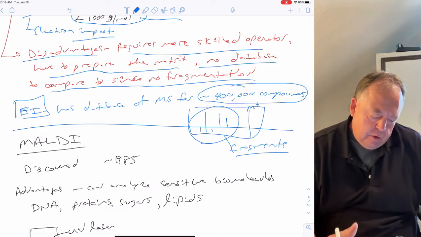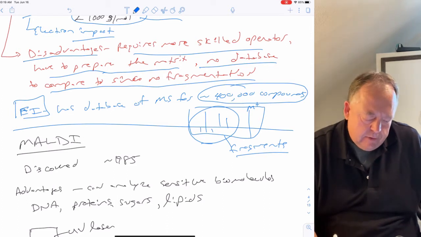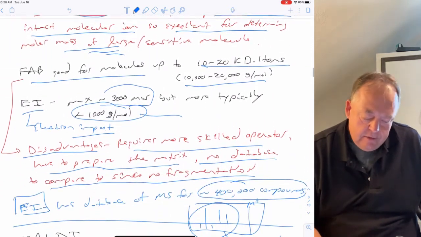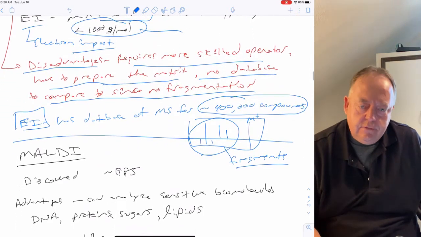So you can compare the databases, and if you have an unknown sample, you can figure out what your sample is based on the electron impact mass spec. But that's not going to be available for FAB or MALDI or ESI, as we'll see, because they typically don't lead to fragmentation.